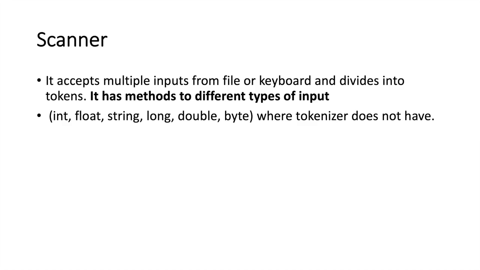Every time you use a tokenizer, you need to use parse, that is, you need to do the typecasting, then only can you convert into an integer, or a float, or long or double, something like that. But in the Scanner class, you can get an integer directly, a float directly, a string directly, or a long. So like this, there are possibilities, right?